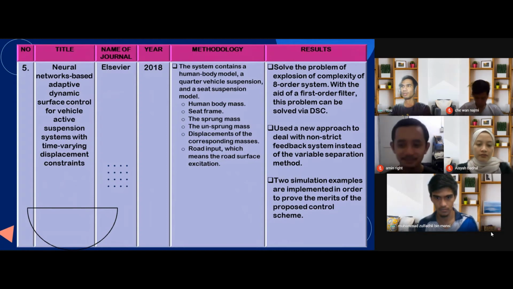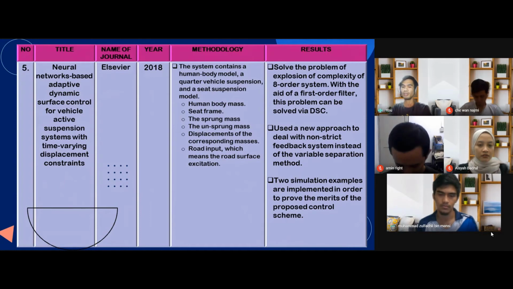The system contains a human body model, a quarter vehicle suspension, and a seat suspension model. The variables are human body mass, seat frame, the sprung mass, the unsprung mass, displacement of corresponding mass, road input, the force that is produced by the damper of the cushion, seat suspension, vehicle suspension and tire, and force which are applied to the seat suspension and vehicle suspension.